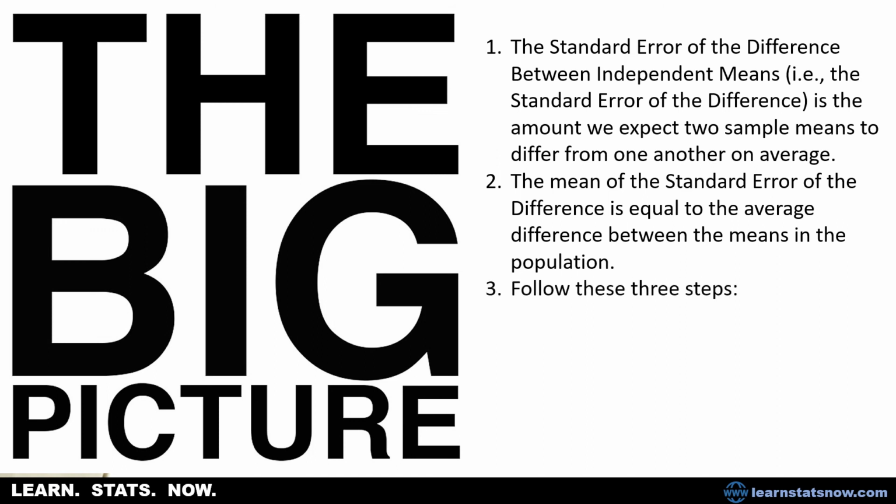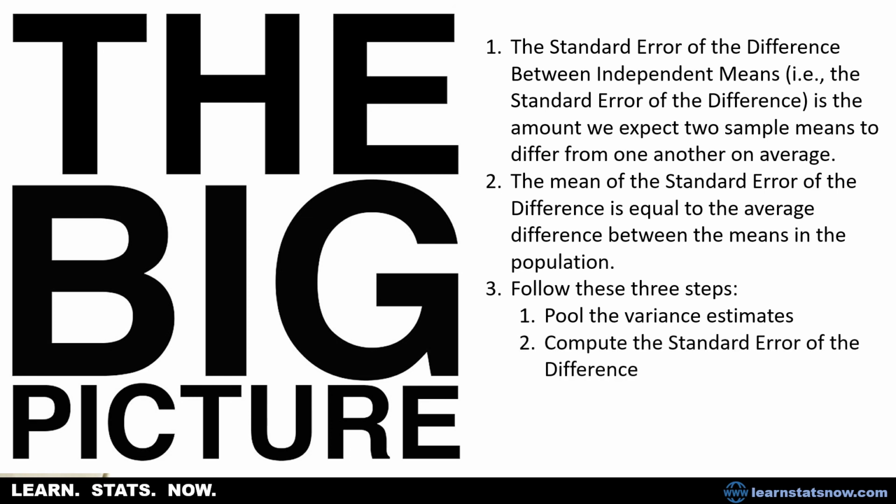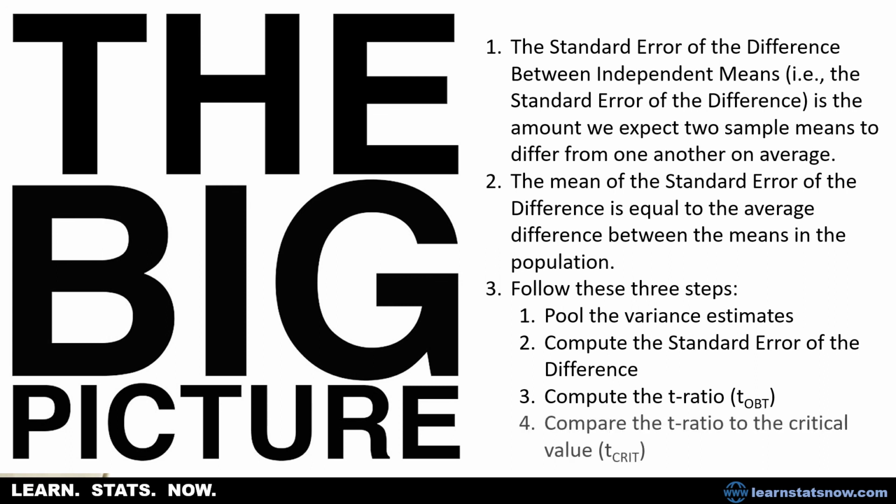So really you have to just follow these 3 steps in order to do the t-ratio. First thing you've got to do is pool the variance estimates, right? And that was in the prior video. Second thing you've got to do is compute the standard error of the difference. And then the last thing that you do in terms of the calculation is to compute the t-ratio or t obtained. Now, once you've done that, you've got to make a decision. You still have to decide whether to reject or to fail to reject the null hypothesis, right? So you've got to compare that t-ratio to the critical value for t.